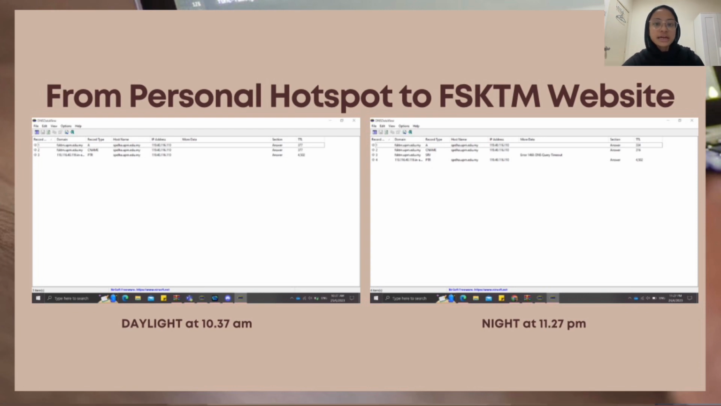However, there was an error of 1460 spotted in the figure shown during the nighttime, which represents DNS query timeout. The results also showed that the TTL value from both figures decreases from daylight to nighttime, which is from 377 to 334 seconds. A shorter TTL value represents a more frequent refresh, and the information will be cached for a shorter period of time.